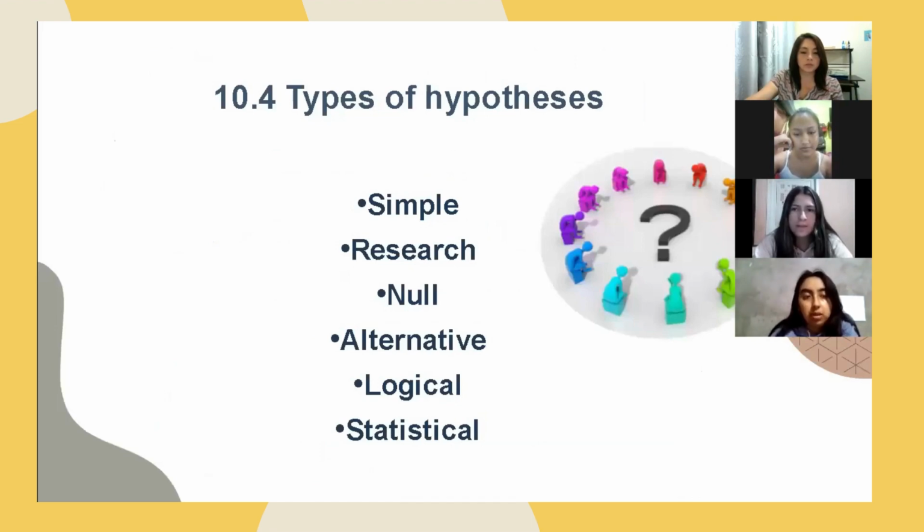Types of hypothesis. Simple. This shows the relationship between the variables, independent and dependent. Research. This is testable and clear. Null. This shows that there is no relationship between variables. Alternative. Opposite to the null hypothesis. Logical. It gives way to logical verification and the statistical. This can be verified by means of statistical operations.